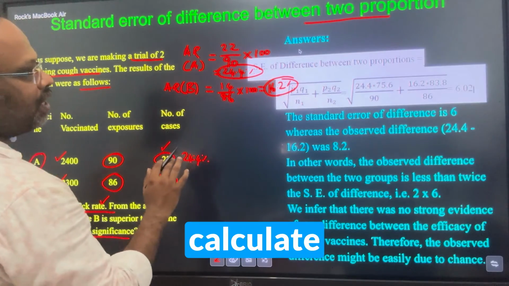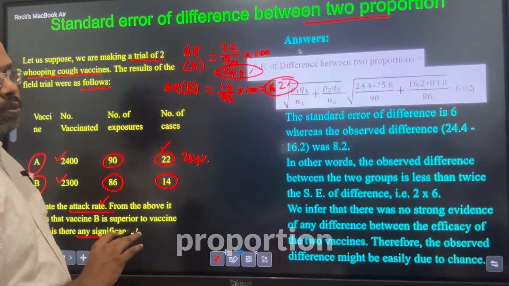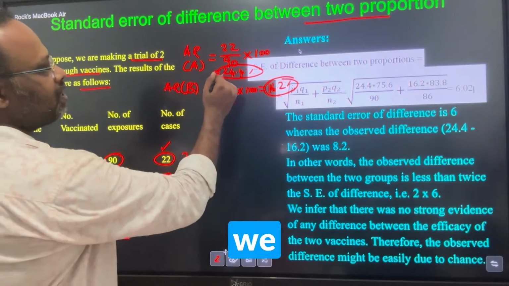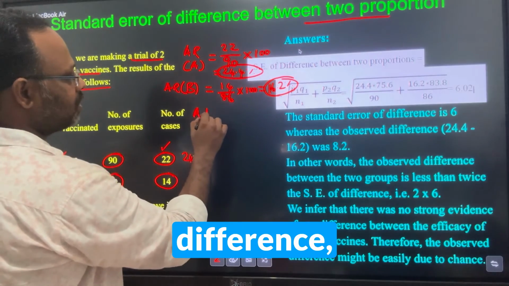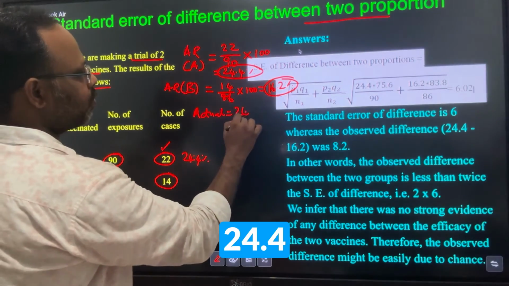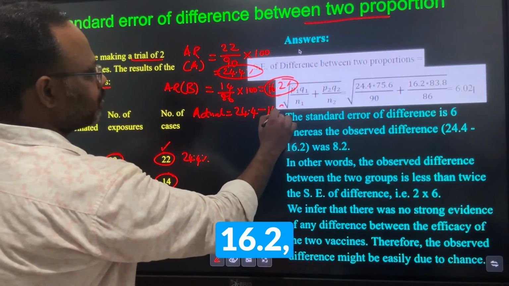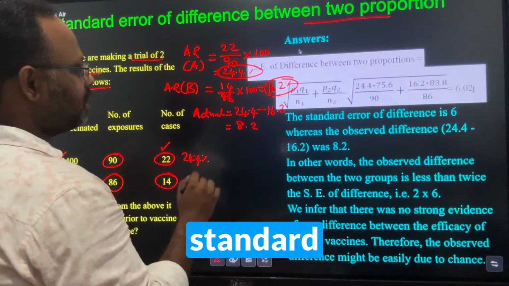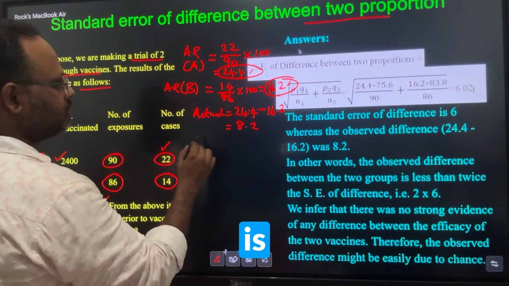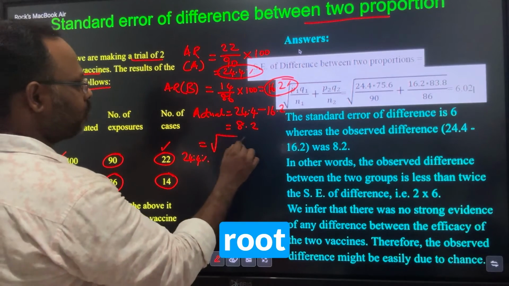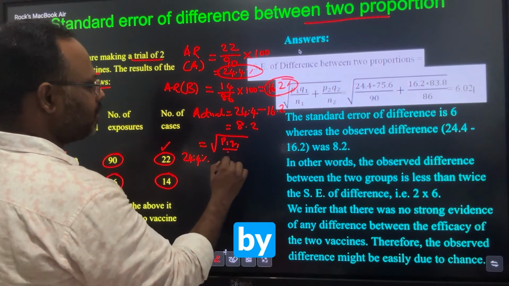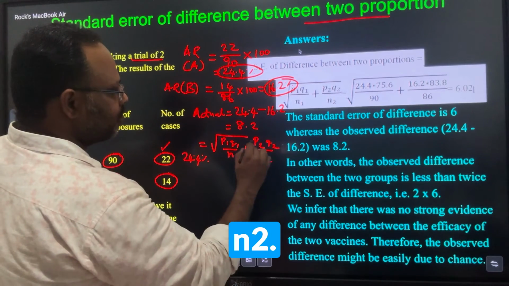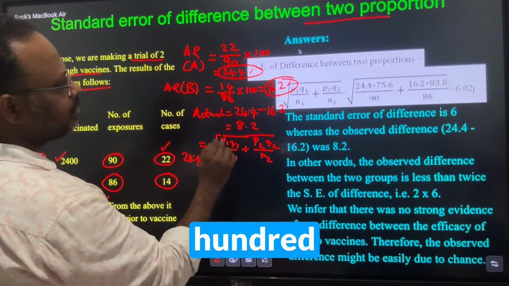So we need to calculate the standard error of difference between two proportions in order to say whether this difference is significant or not. Here we first calculate the actual difference. The actual difference is 24.4 minus 16.2, which yields 8.2. Now the standard error of difference between two proportions is given by the formula: root of P1 Q1 divided by N1 plus P2 Q2 divided by N2. Here Q is 100 minus P.